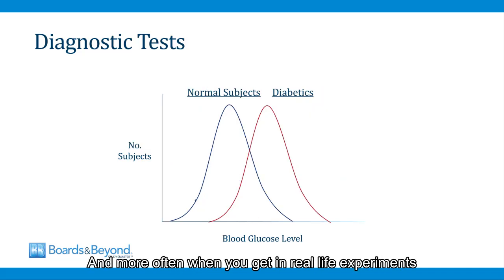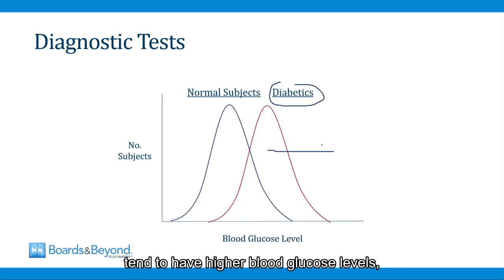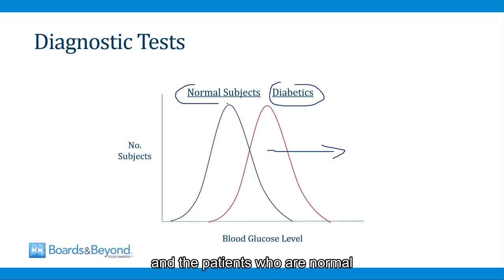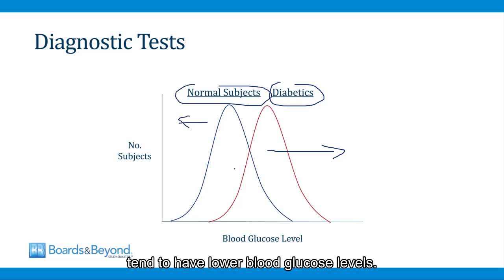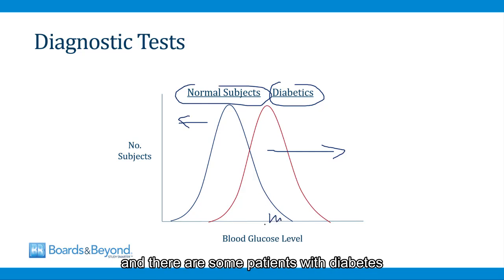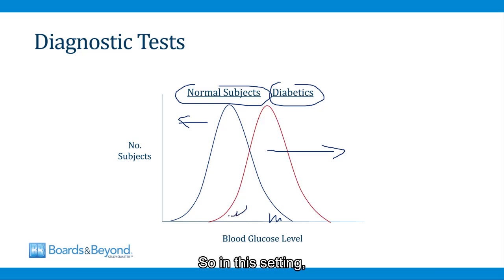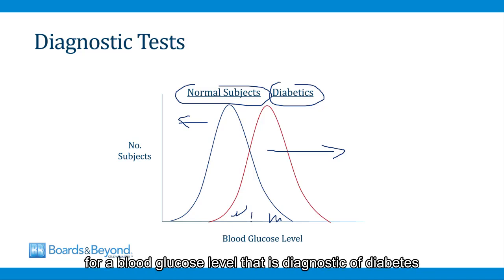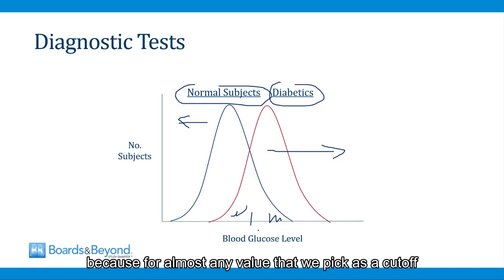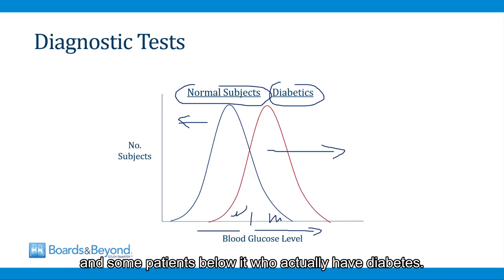And more often what you get in real life experiments is something like this. The patients with diabetes tend to have higher blood glucose levels, and the patients who are normal tend to have lower blood glucose levels. But there is some overlap. There are some normal patients who have higher levels, and there are some patients with diabetes who have levels that are more towards the normal range. So in this setting, it becomes trickier to identify a cutoff for a blood glucose level that is diagnostic of diabetes, because for almost any value that we pick as a cutoff, we're going to have some patients above it who are normal and some patients below it who actually have diabetes.